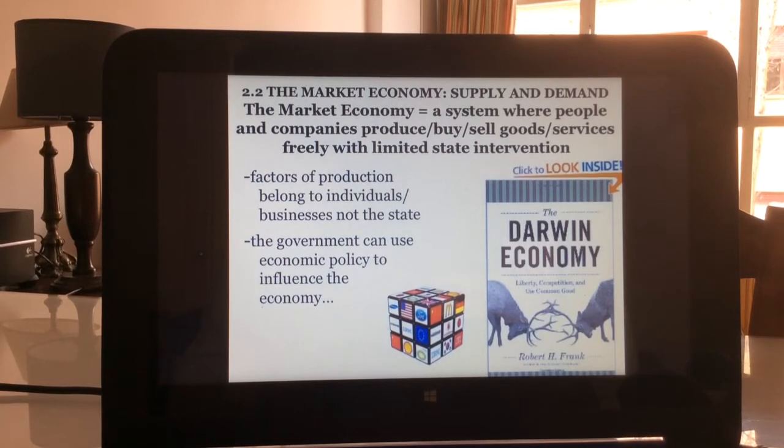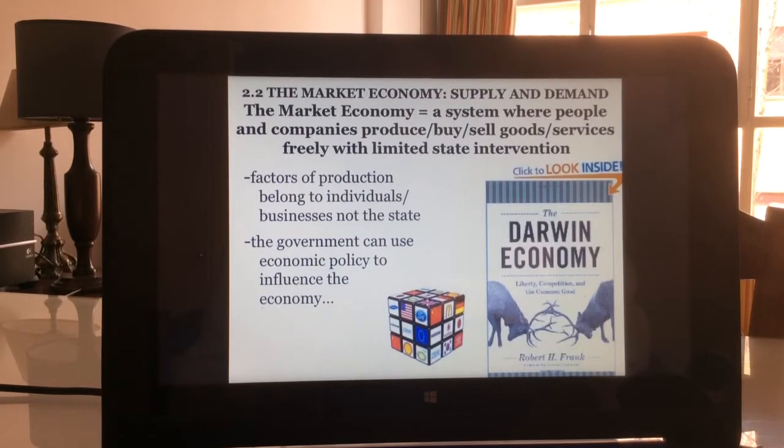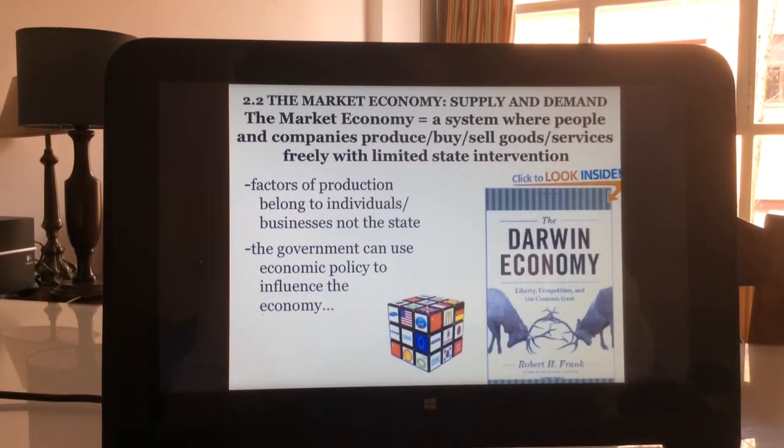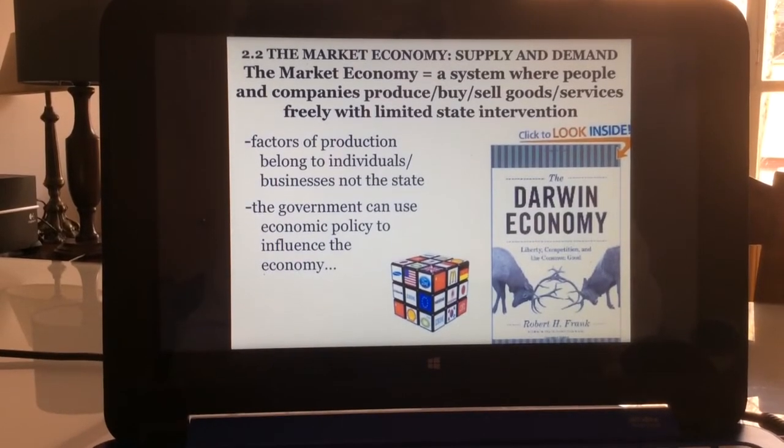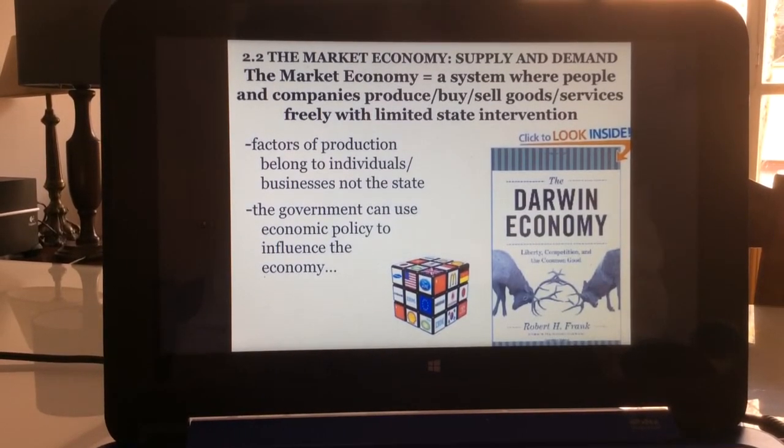Market economy is based on supply and demand. It's a system where people and companies produce, buy, and sell goods and services freely with limited state intervention. So this basically means people are buying and selling things without governments interfering very much, right? They might put in some basic rules, you can't do whatever you want, but mostly it's a free, free-flowing economy.